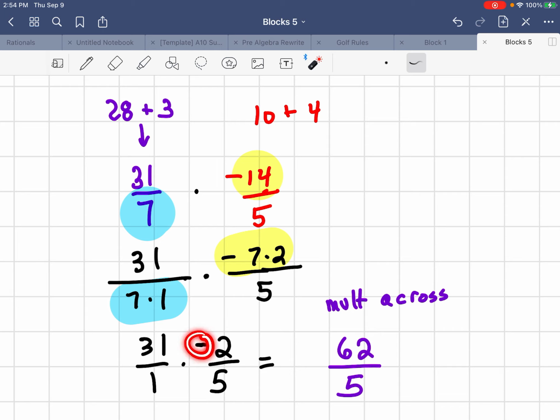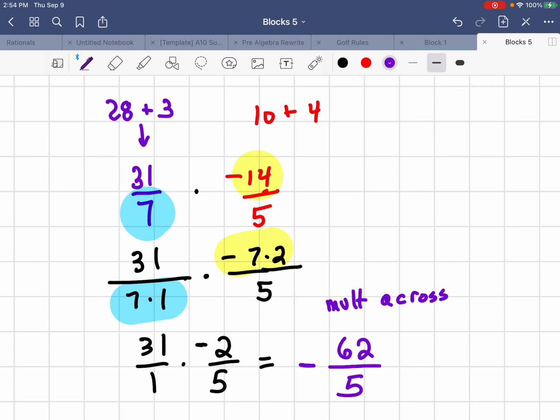And since this was a negative, there's only one negative, the whole thing is negative. It can go on the top, it can go on the bottom, or it can go right in front of the line. And that's my final answer. I don't want to convert that to a mixed number in case I have other problems where I need to use that in a calculation. Okay, I leave it as 62 over 5.